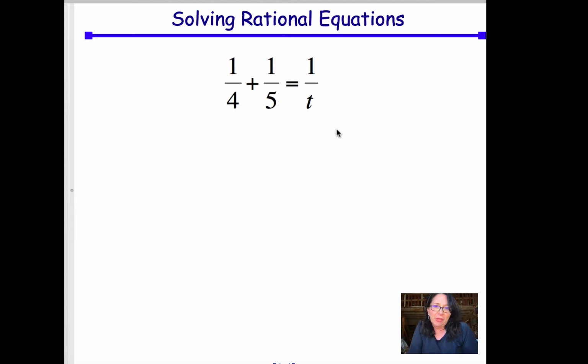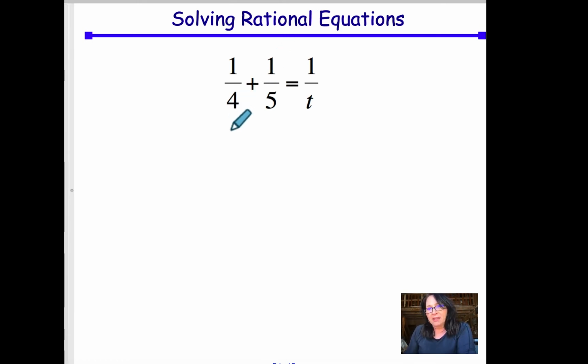So we're going to start off with a rational equation. And so what you see is 1/4 plus 1/5 equals 1 over t. Your objective is to solve for the variable, which is t. And there's multiple ways of solving this problem. One of the ways that you would solve this is to get a common denominator, add the two quantities together, and then divide, or cross multiply and then divide. So let's get started with that.